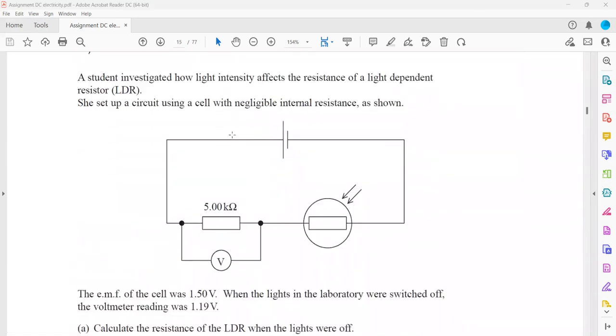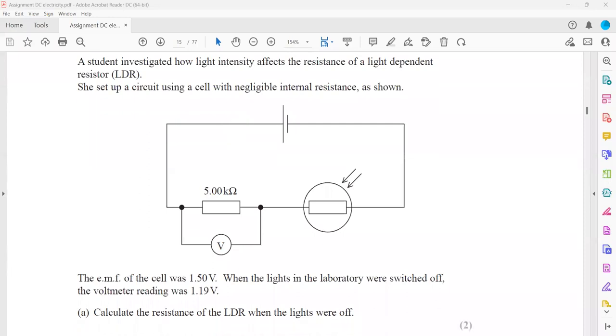In question 18, a student investigated how light intensity affects the resistance of a light-dependent resistor, or LDR. She set up the circuit using a cell with negligible internal resistance. So there is no voltage loss internally, as we consider that the cell has negligible internal resistance.